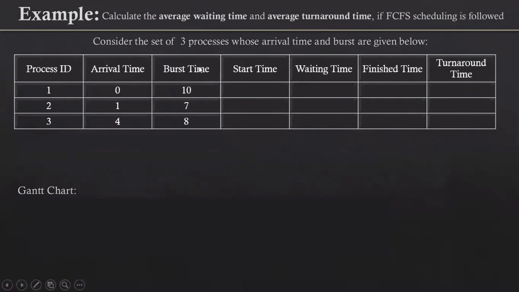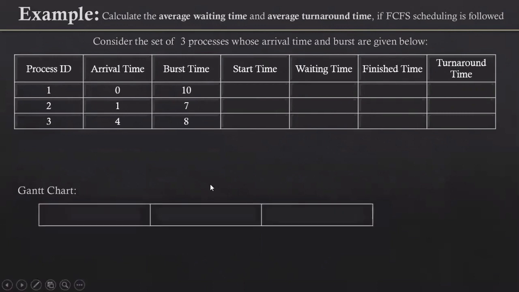As there are three processes, let's create three columns. The process begins with P1 which has an arrival time of 0. It has a burst time of 10, so 10 plus 0 equals 10. The next one to arrive is process 2. Its burst time is 7, so 7 plus 10 equals 17. The last one to arrive is process 3. Its burst time is 8, so 8 plus 17 equals 25.